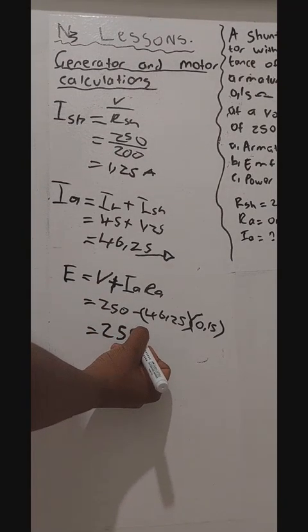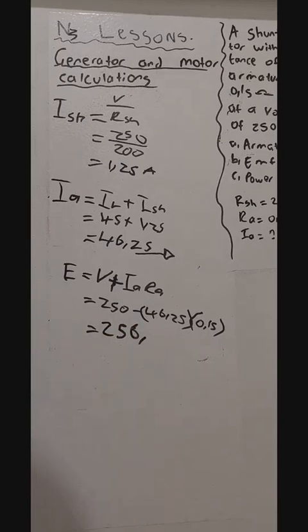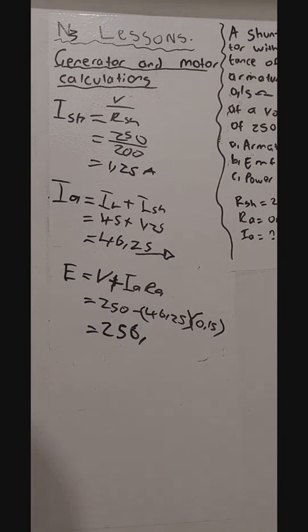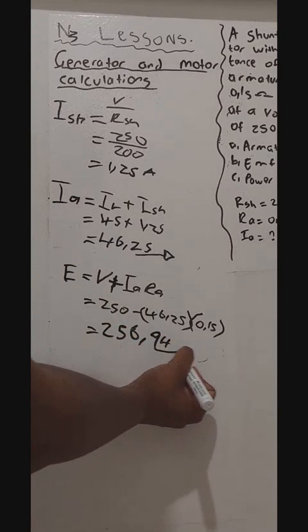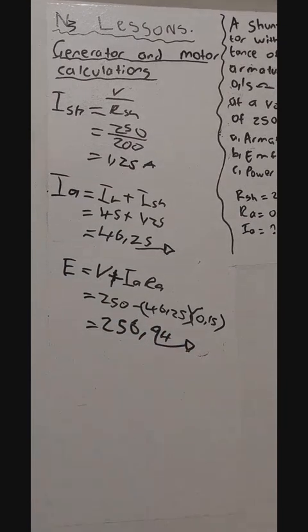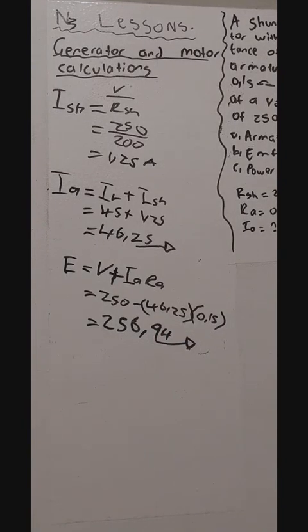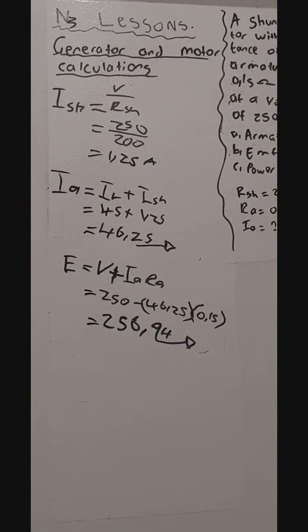Okay, so the answer is 256,94. Let me just round it off here. 256,94. Now we have the EMF.